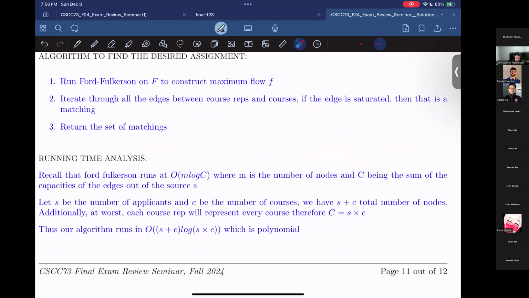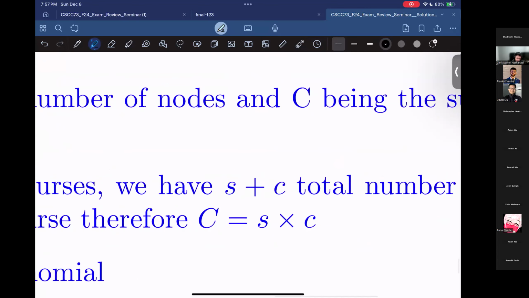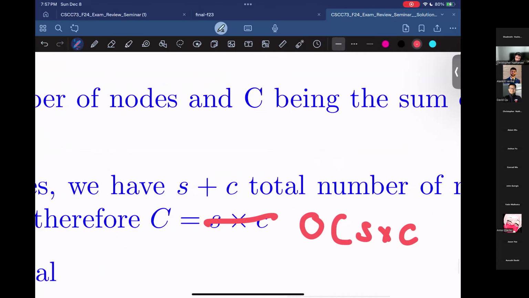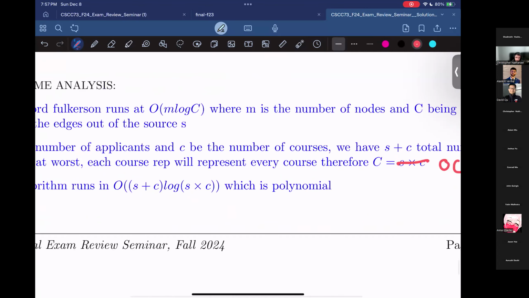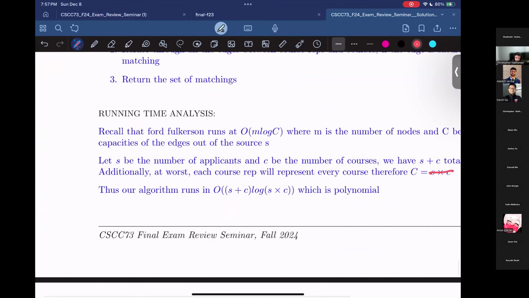Let S be the number of applicants and C be the number of courses. We have S plus C total number of nodes. Additionally, in the worst case scenario, each course rep will represent every course. Therefore, C is in O of S times C. Hence, it's polynomial in the end. Is this clear?